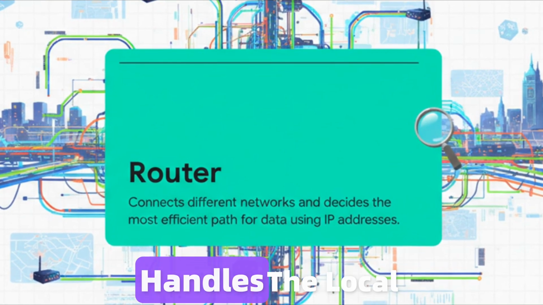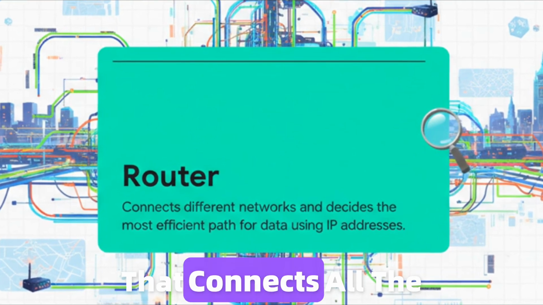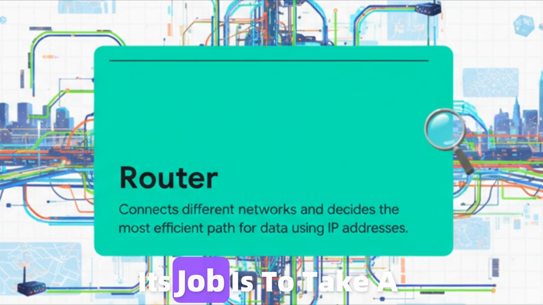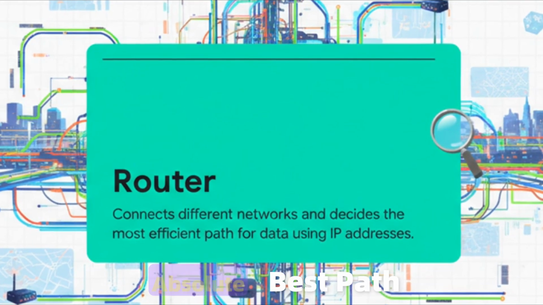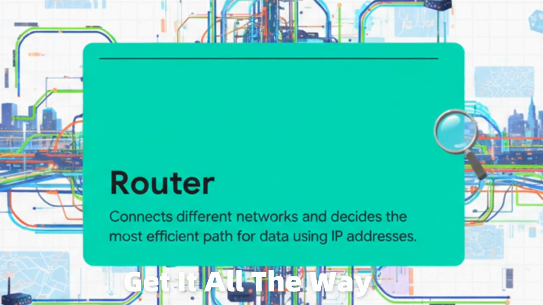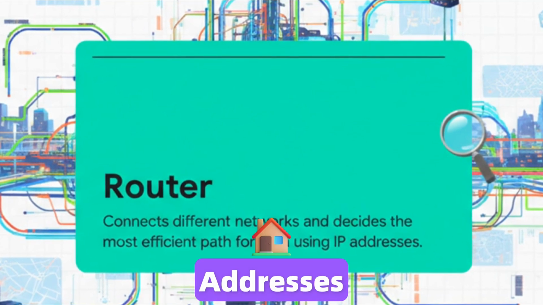Okay, next up is the router. Now, if the switch handles the local neighborhood roads, the router is the massive highway system that connects all the different cities. Its job is to take a piece of data from your local network, say in New York, and figure out the absolute best path to get it all the way to a server in London. It's the master navigator of the internet, using IP addresses as its map.